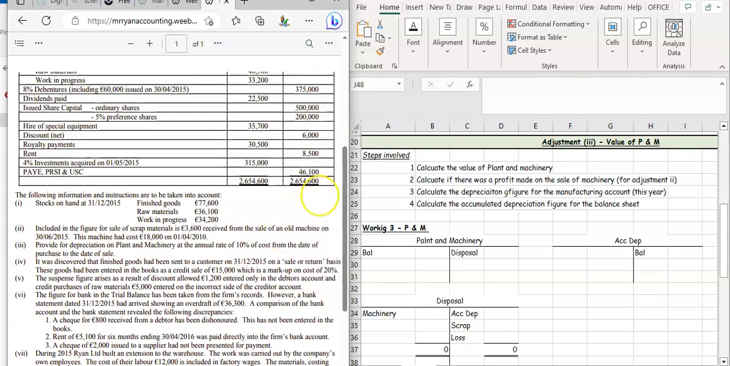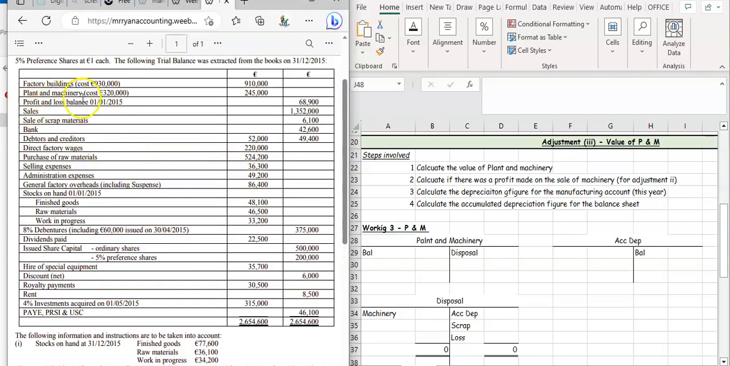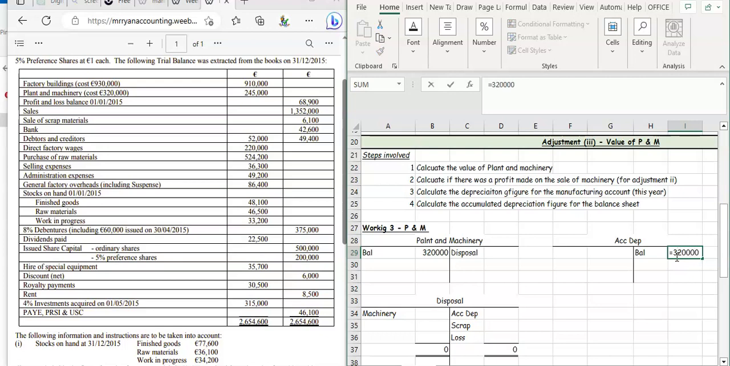So let's have a look at the balance for our plant and machinery. If you look at our trial balance, plant and machinery costs 320,000. So that's going to be our opening balance. Remember the steps, we use this for question 1 for depreciation. Your cumulative depreciation then is going to be the difference between the 320,000 and the 245,000. Remember, your cumulative depreciation is a credit balance. So 320,000 minus 245,000. So we've got an opening accumulated depreciation balance of 75,000.